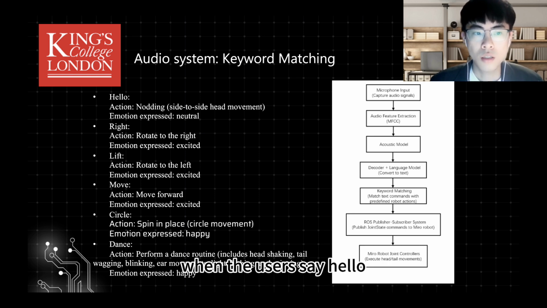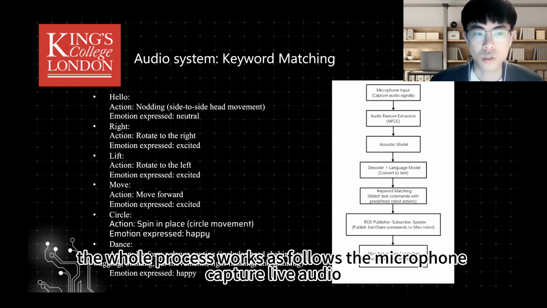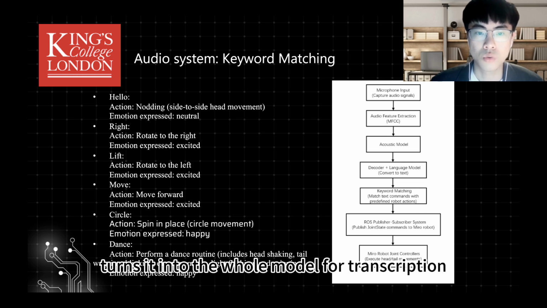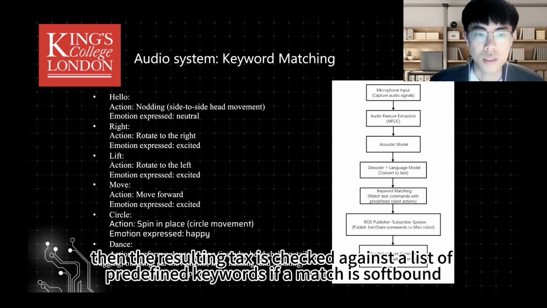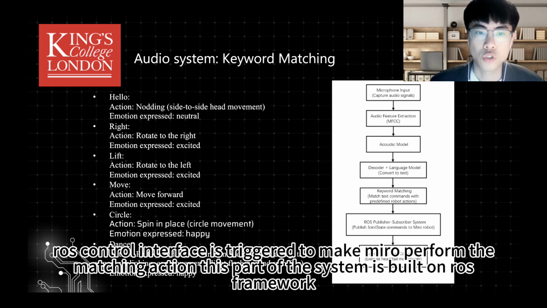For example, when the user says hello, Miro nods in response. When the user says move, it moves forward. The full process works as follows. The microphone captures live audio and sends it into the voice model for transcription. Then the resulting text is checked against a list of predefined keywords. If a match is found, the corresponding ROS control interface is triggered to make Miro perform the matching action.